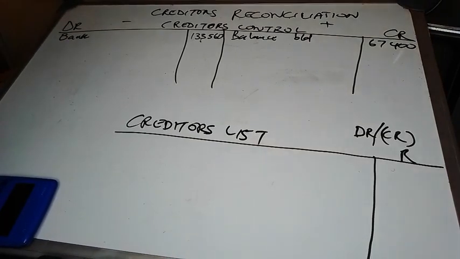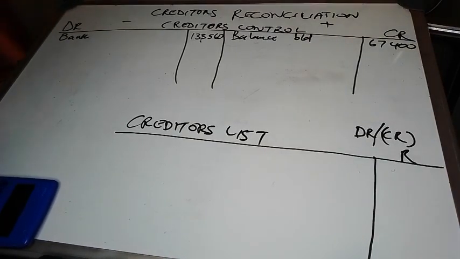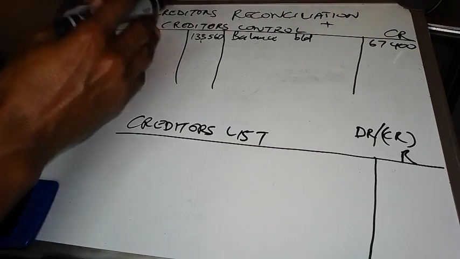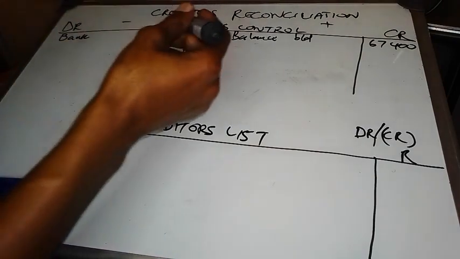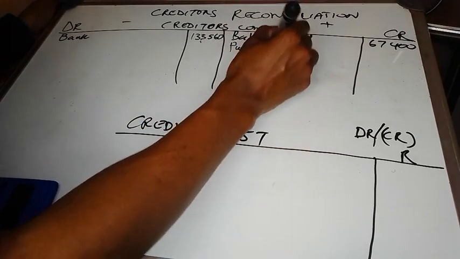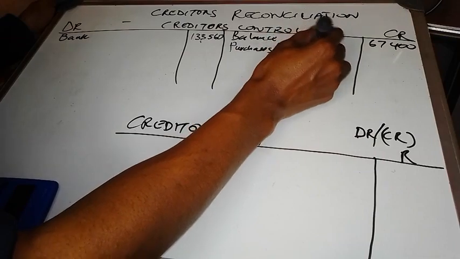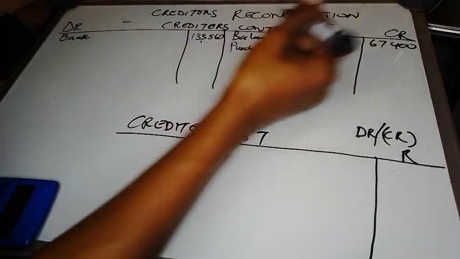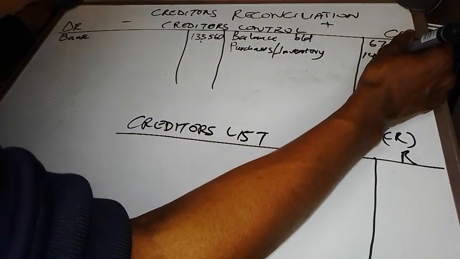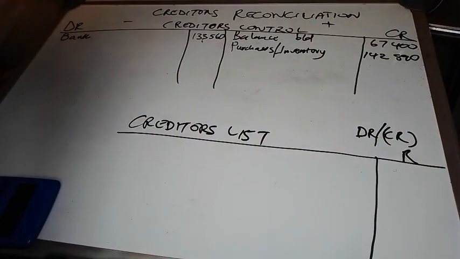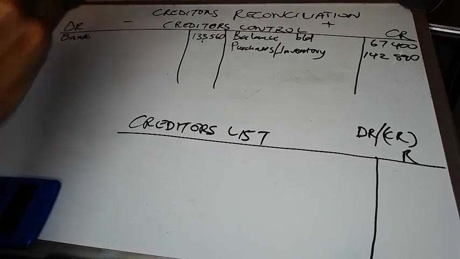Now you also need to check the debit side. We're done with the credit side. On the debit side, we've got purchases, CJ, which is creditors general. Remember, whenever you purchase on credit, it increases the creditors control account. But instead of purchases, the correct account that you need to use is inventory, because you are buying inventory. So how much is your purchases? It's 142,890, right? So we are done with the control account.